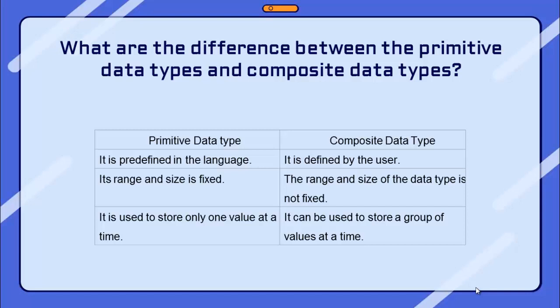Differentiate between primitive data type and composite data type. Primitive is predefined in the language. Composite is defined by the user. For primitive, the range and size are fixed. For the composite data type, the range and size of the data type are not fixed.